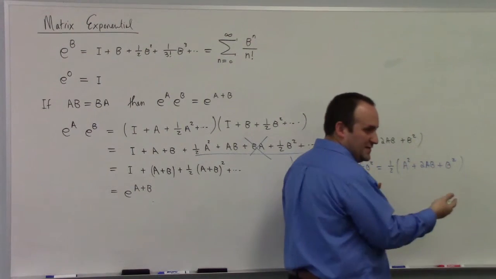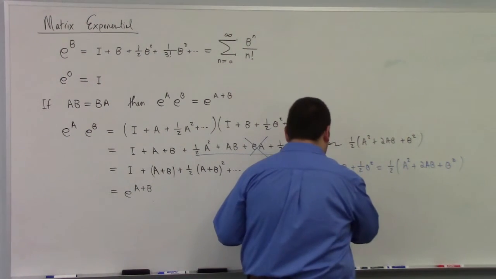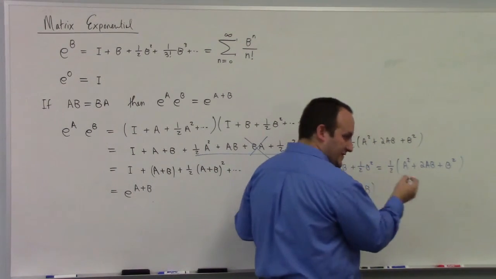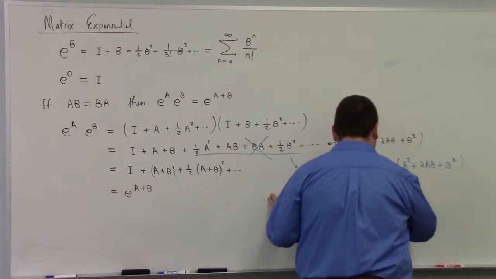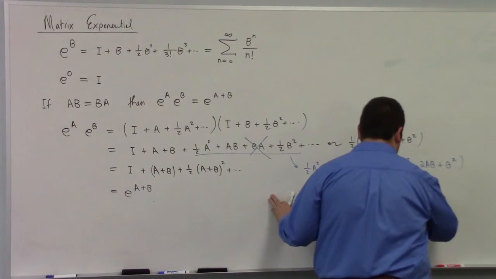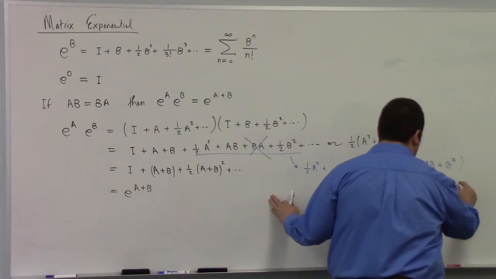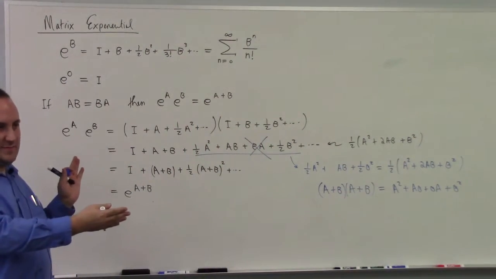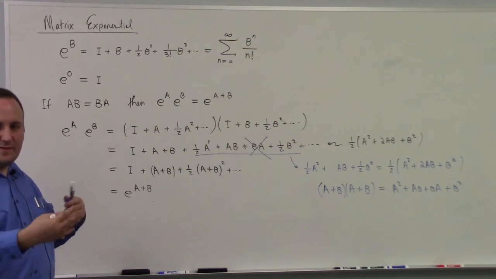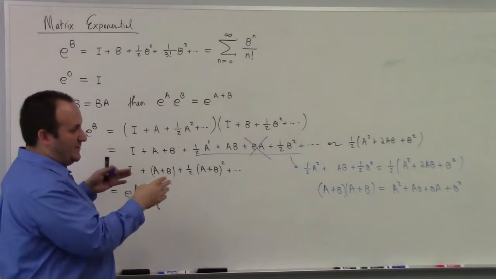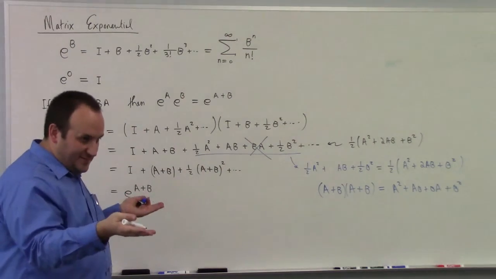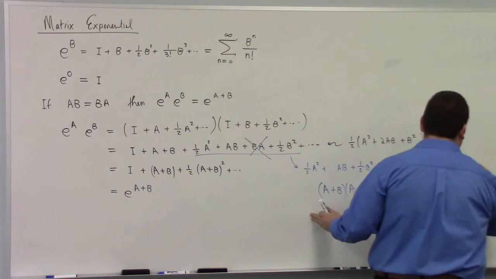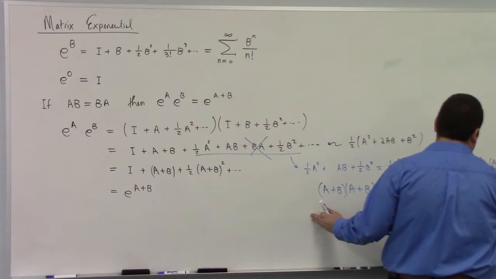And the place you use the commuting is to get that A plus B times A plus B, all right? Which generically speaking would be what? This would be A squared plus AB plus BA plus B squared. That's the thing. When matrices don't commute, so when you square A plus B, you don't necessarily get A squared plus 2AB plus B squared. You get A squared plus AB plus BA plus B squared. But if they commute, then in fact this factor is just 1/2 A plus B quantity squared.